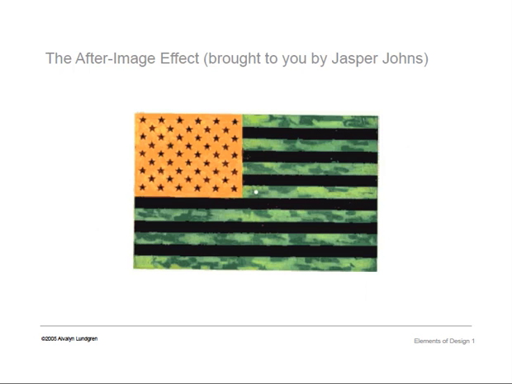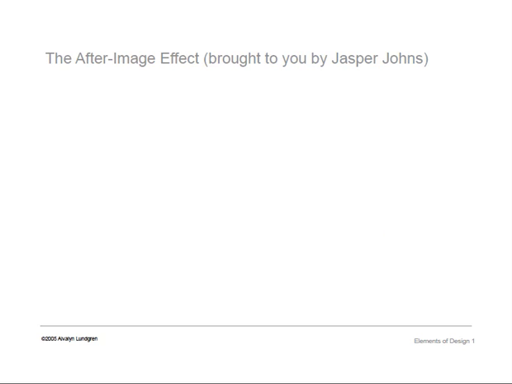Here's the same thing. Jasper Johns actually painted this painting based on this concept. So if you're looking at the white circle that's been placed in the middle of this, and you keep looking at that little white circle, and I do that, you should see the after image of the stars and stripes in red, white, and blue.